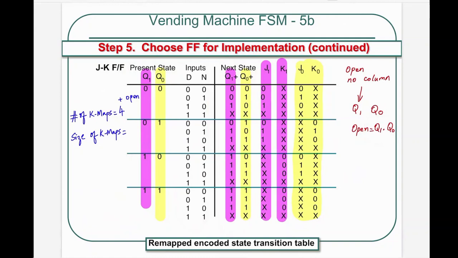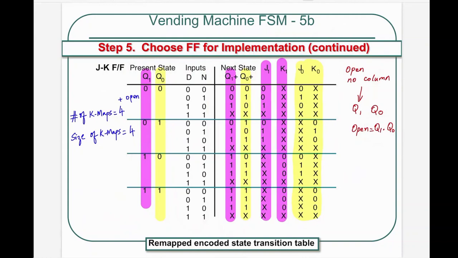What is the size of the K-map? But you forgot. Size of the K-maps is also 4, right? So 4 variable K-maps. Technically it's actually 5 4 variable K-maps considering open, but we already did that, so we don't have to do that again. But we actually need to do 4 new K-maps, J1, K1, J0, K0. It'll give you a total of 5 simplest SOP expressions for J1, K1, J0, K0, and open in terms of Q1, Q0, D, and N.